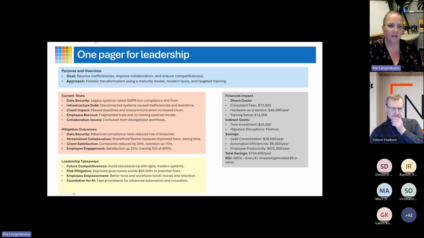But this is what they want to see. They want to see what we are going to try to do, how we are going to do it, what the risks are, and how we are going to handle these risks. And leadership takeaways, what is this? This is actually what they're going to go out and talk about to all of their people.